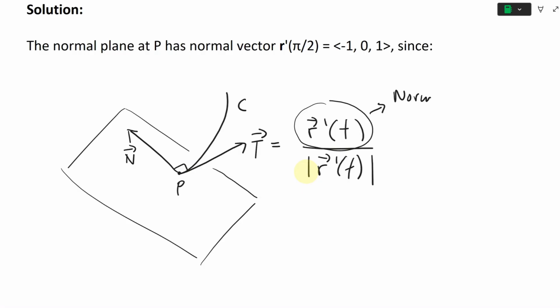Normal is perpendicular, so the normal plane has a normal vector normal to the normal plane. All right, so that's what we have.